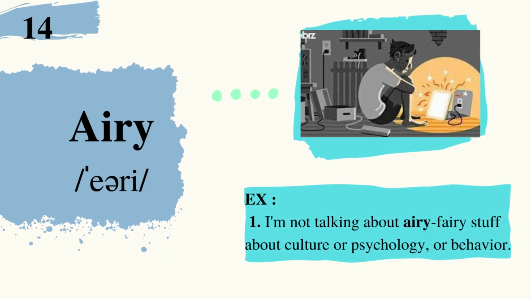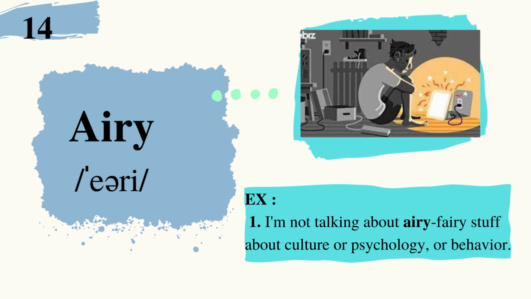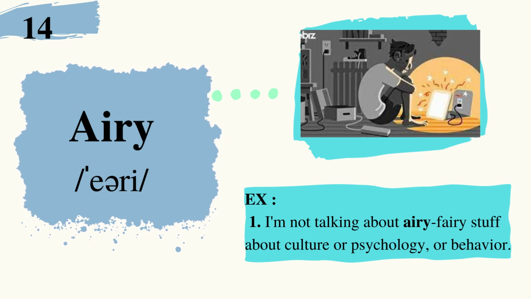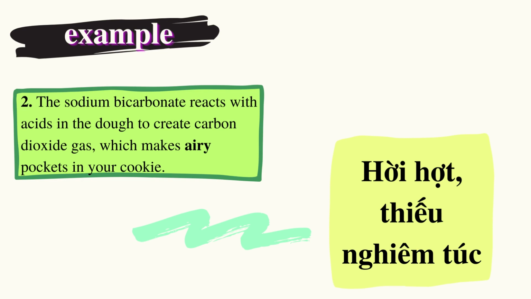14. Airy. Airy. Example. I'm not talking about airy-fairy stuff about culture or psychology or behavior. The sodium bicarbonate reacts with acids in the dough to create carbon dioxide gas, which makes airy pockets in your cookie.